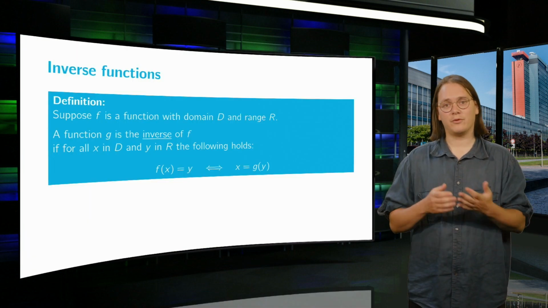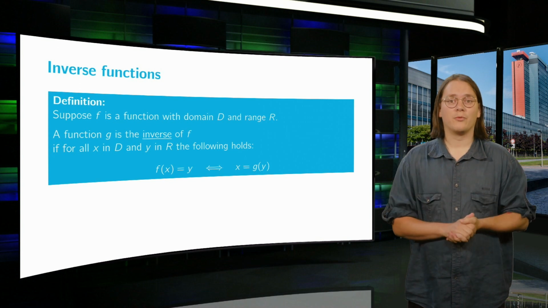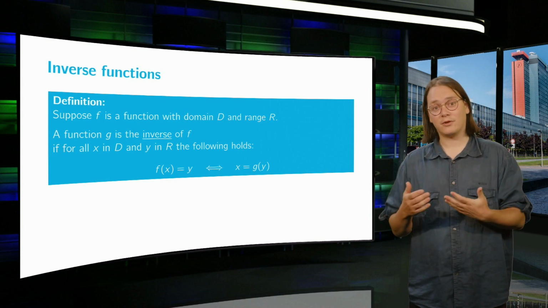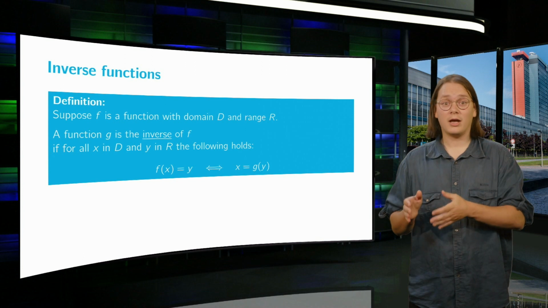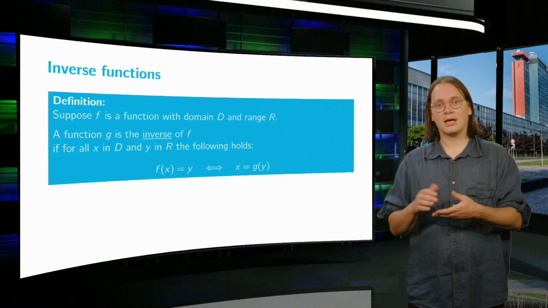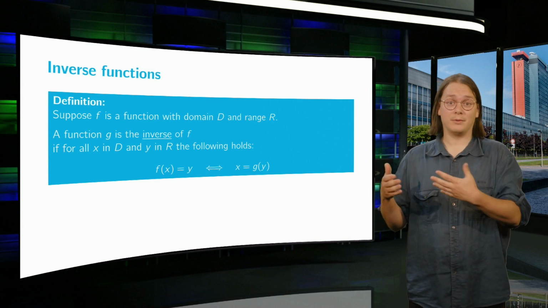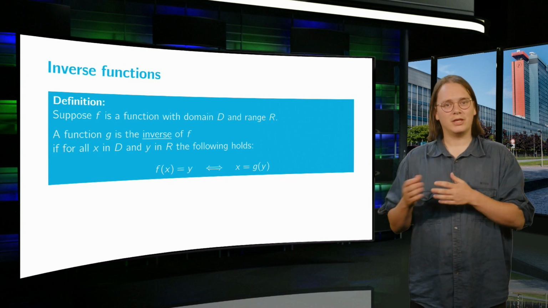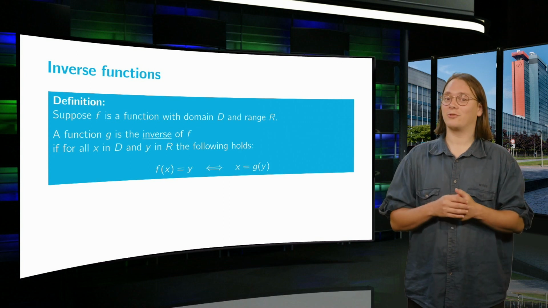For a function f with domain D and range R, we say that the function g is its inverse if it has domain R and range D. And if we give g the input value f of x, then we get as output value simply x. Note that if g is the inverse of f, then f is also the inverse of g.